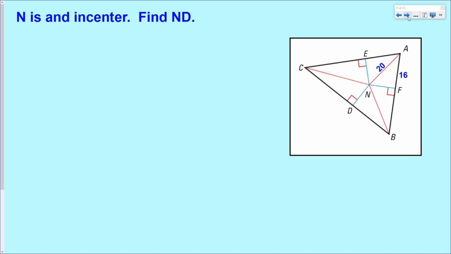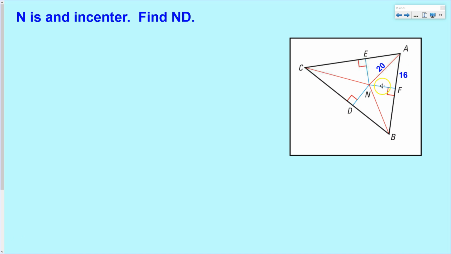And here it is. So copy down the drawing and the given information and see if you can figure out what the length of ND is. The first thing you need to notice is that ND, there's no numbers over by it, but ND is the same length as NE and NF. So if you know NE or NF, then you also know ND.